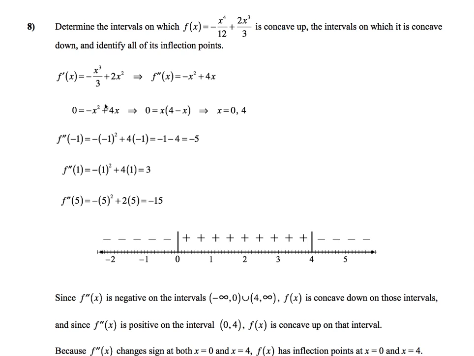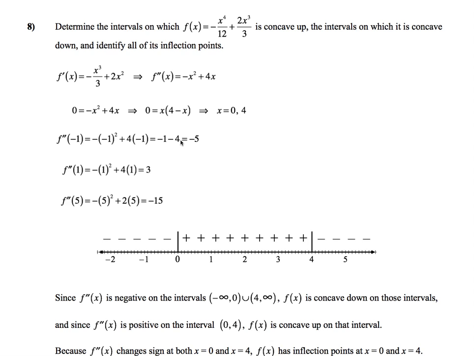Now, to find the critical points for change in concavity, or intervals of concavity, we set the second derivative equal to 0. So 0 equals negative x squared plus 4x. If you factor a positive x out, that will leave you with negative x plus 4, which I have just turned around. And you solve this equation. You set each factor equal to 0, and so you see that the critical values are x equals 0 and x equals 4.